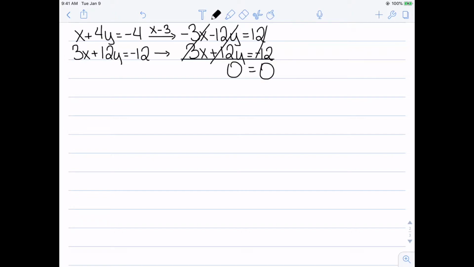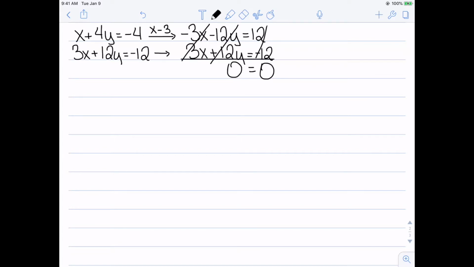And this is what's going to happen whenever we have infinite solutions. No solutions will give us a false statement like 0 equal to 22. Infinite solutions will give us a statement that's always true, like 0 equal to 0. However, not every single ordered pair is going to work for this system. So we do want a way to denote which ordered pairs work and which don't.